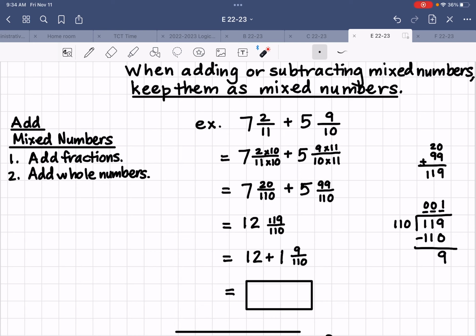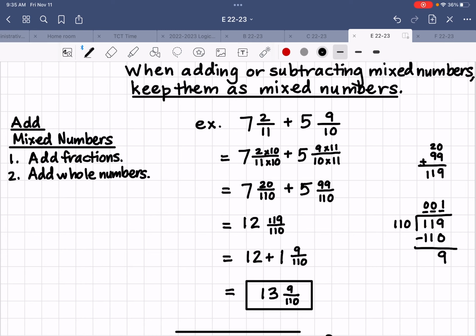So now I have to start all over again, okay? I have to add up my fractions. Well, there's only one fraction here. I have 9/110ths plus no 110ths, or 0/110ths. So that's going to be 9/110ths. And then I add up my whole numbers, and 12 plus 1 is 13. And I get 13. And that's it. We're done. Okay? So that is how we add mixed numbers.